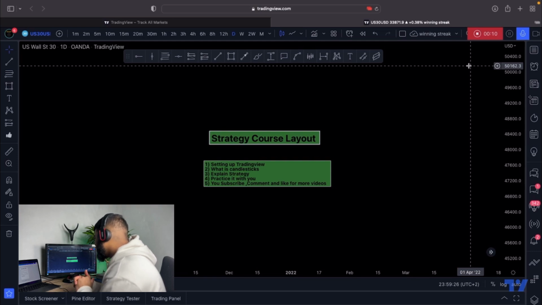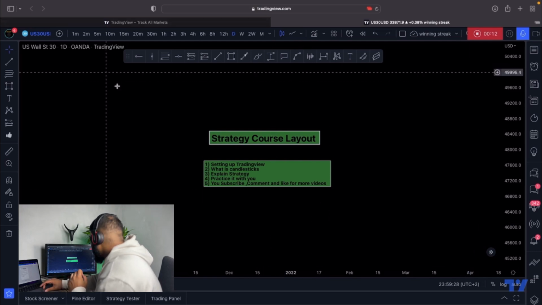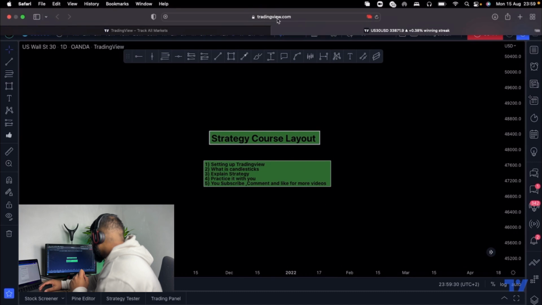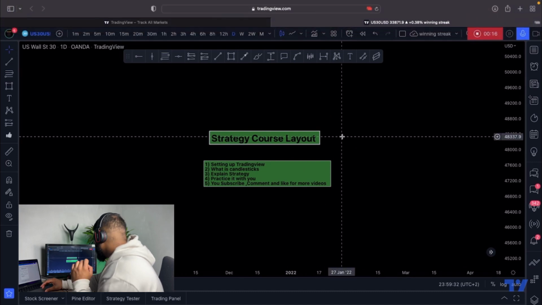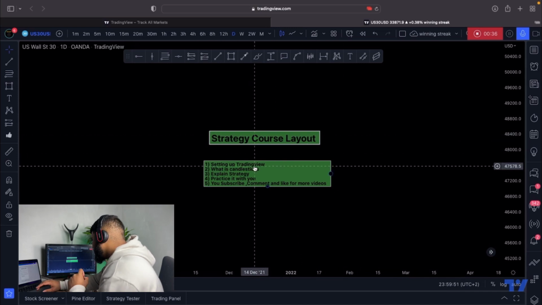Number one is setting up TradingView. The platform I'm actually using, if you can see right on top, it says tradingview.com. All you're going to do is search tradingview.com on Google and then set up a free account. But if you want a paid version like myself, where I can use this to practice, test my strategy out, and also set it up how I want to, you can. However, you can still use this platform on the free version. We're going to go over setting up TradingView.